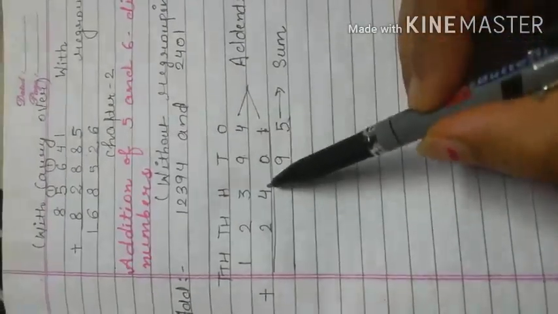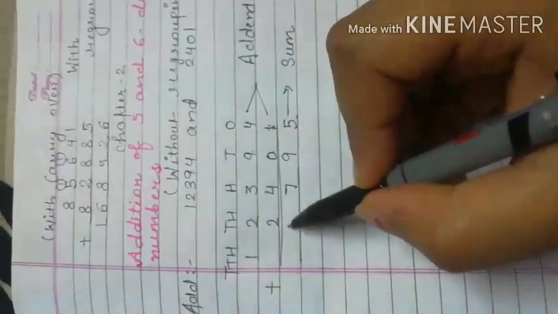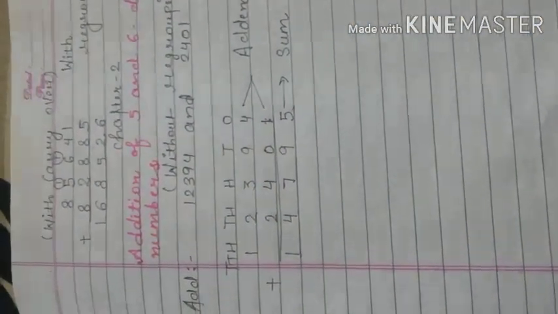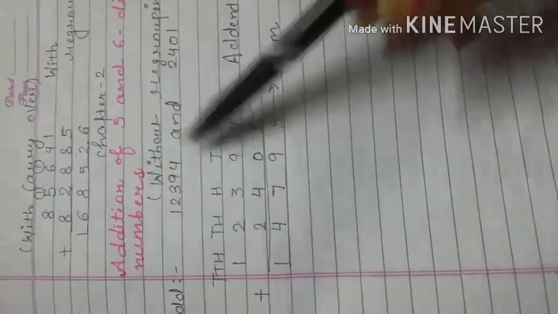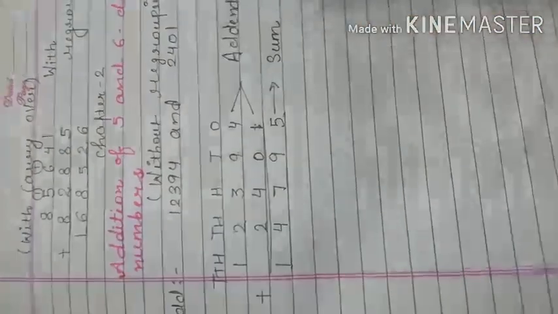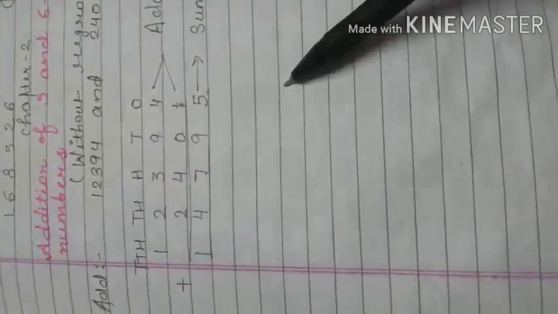And let us move further. Now 4 plus 3, 7, 2 plus 2, 4, and 1. Basically, you have to add the numbers that are in the same place. This is the case of without regrouping, where we don't need to regroup the number to the other place because we have a single digit answer here, as you can see. So we have added these addends and we have the sum. So this is the case of without regrouping.